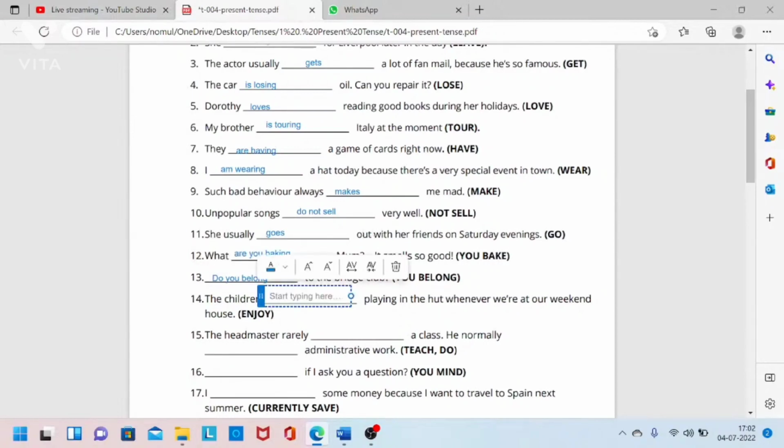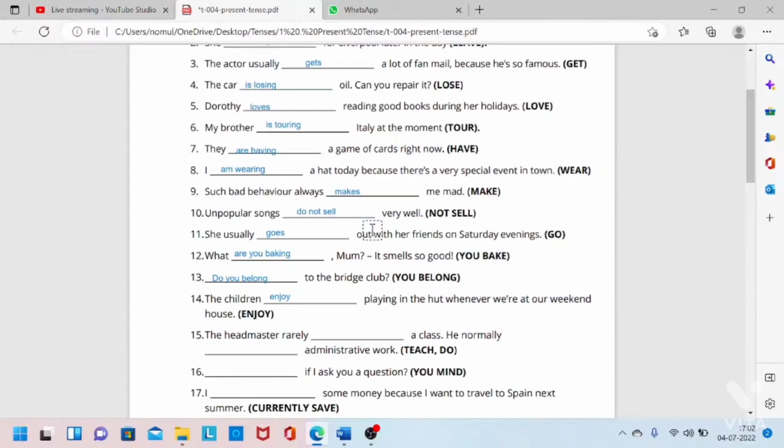14th is the children dash playing in the hut whenever we are at our weekend. So the children enjoys, right? The children enjoy playing in the hut whenever we are at our weekend house. So the enjoy word is the same, okay.